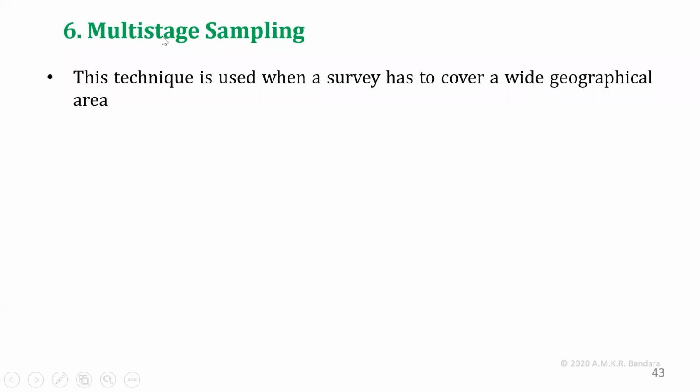Next sampling method is multi-stage sampling. This is used when a survey has to cover a wide geographical area. So assume in a particular survey, the Department of Census and Statistics needs to find out the life expectancy or some other characteristic of Sri Lankans. Then, Sri Lanka is a very large land area.